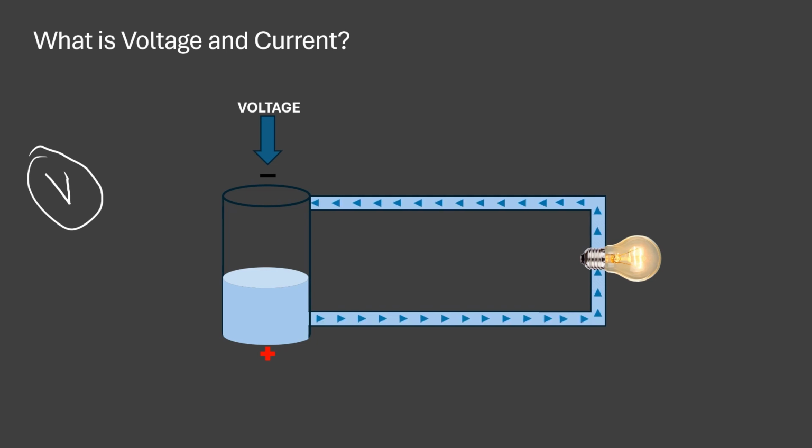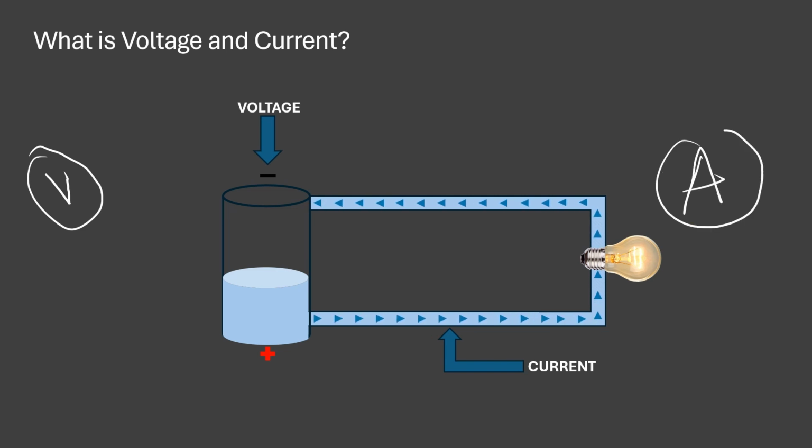Now, the same thing is applicable to current. This is simply the flow of electrons or charge through a circuit. Think of it like water flowing through a pipe. It is measured in amperes. And basically, current is what makes an electric circuit work. It is simply the flow of electric charge across the surface of a conductor in a given time.